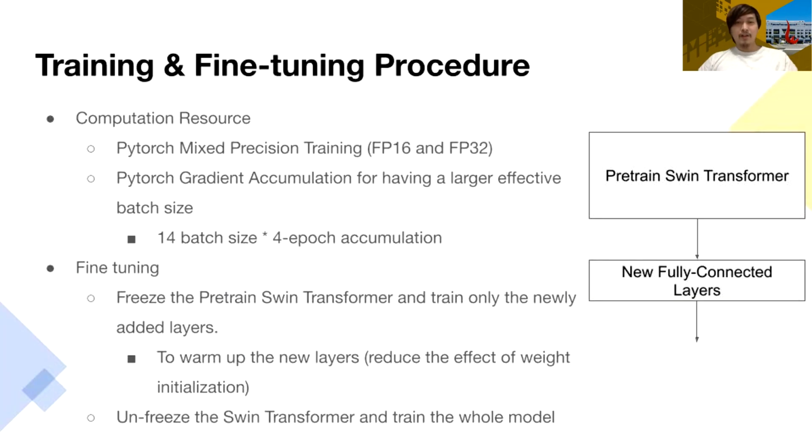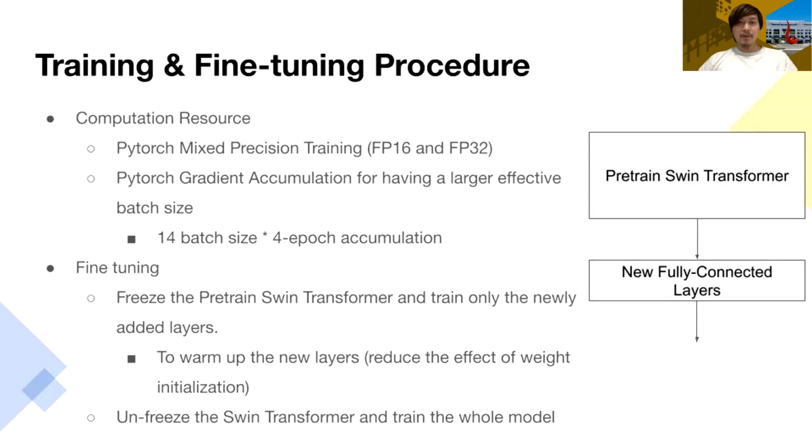To train the transformers described above, we use the following training and fine-tuning procedure. In terms of computation resource, we use mixed precision training to lower the GPU memory usage. Even though we use mixed precision training, we still cannot afford a large enough batch size. To fix this issue, we use gradient accumulation, which gives us a larger effective batch size.